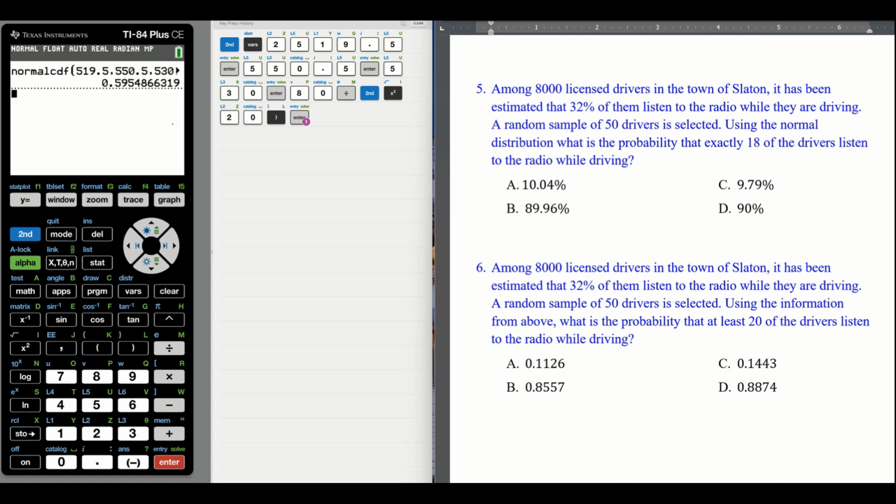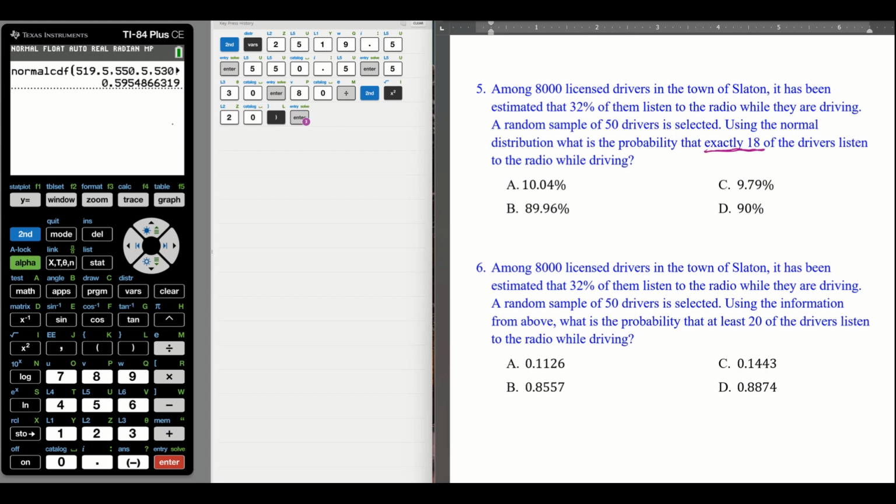Among 800 licensed drivers in the town of Slayton, it has been estimated that 32% of them listen to the radio while they are driving. A random sample of 50 drivers is selected using the normal distribution. What is the probability that exactly 18 of the drivers listen to the radio while driving? My opinion, that's probably 100%. But we'll go with what the problem says.